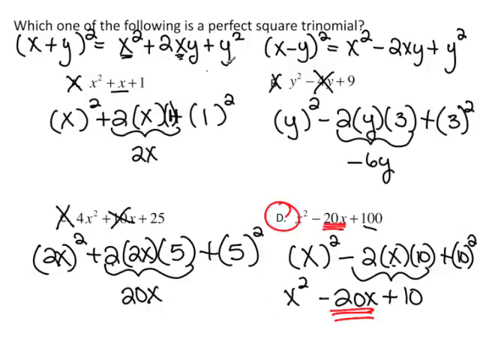So again, you need to make sure that you know this formula here. (x plus y) squared is equal to x squared plus 2xy plus y squared, and (x minus y) squared is equal to x squared minus 2xy plus y squared. So it's important to know those formulas.